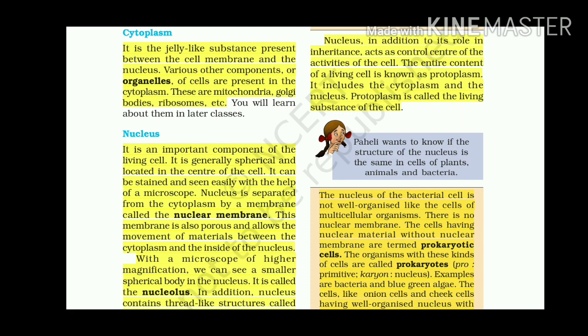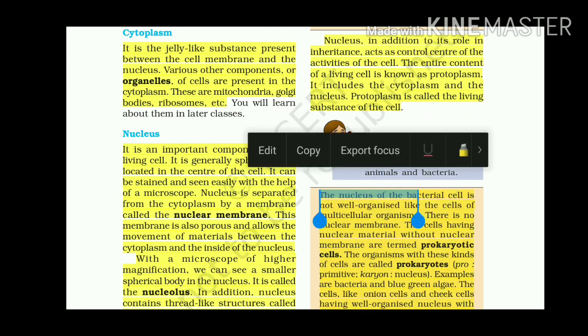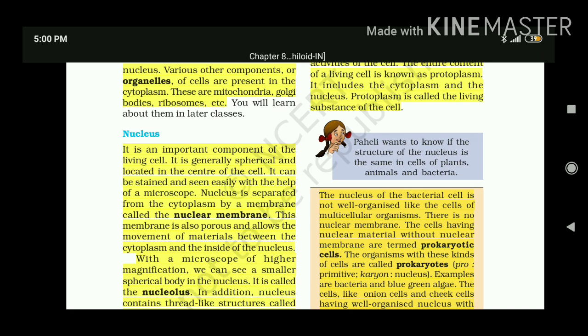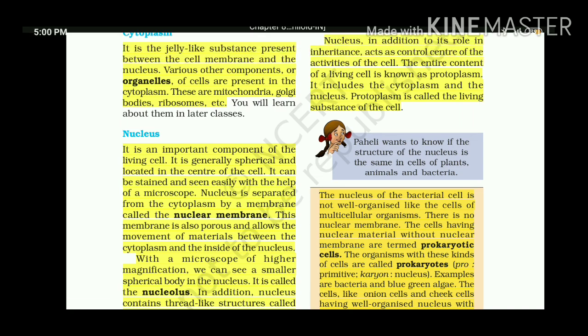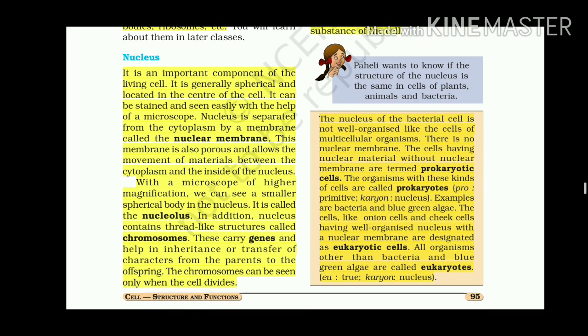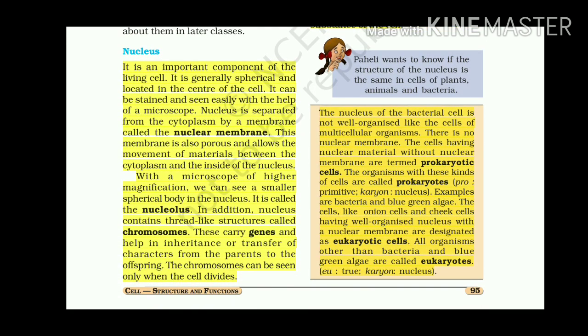Nucleus. It is an important component of the living cell. It is generally spherical and located in the center of the cell. It can be stained and seen with the help of a microscope. The nucleus is separated from the cytoplasm by a membrane called the nuclear membrane. This membrane is also porous and allows the movement of materials between the cytoplasm and the inside of the nucleus.